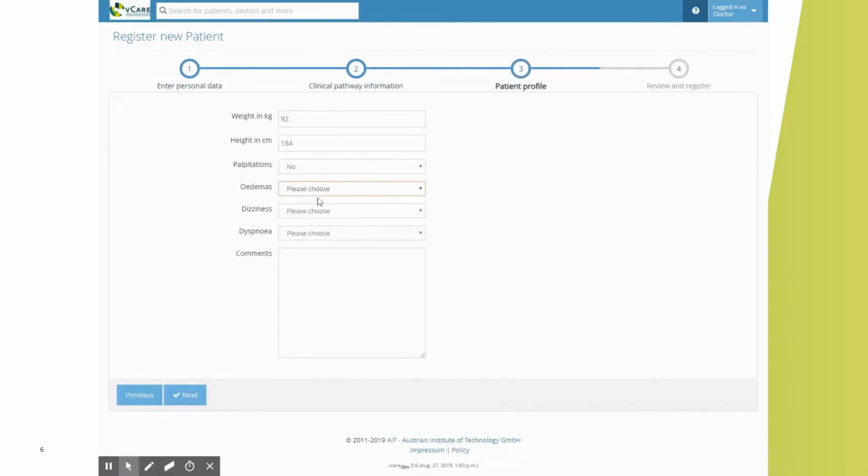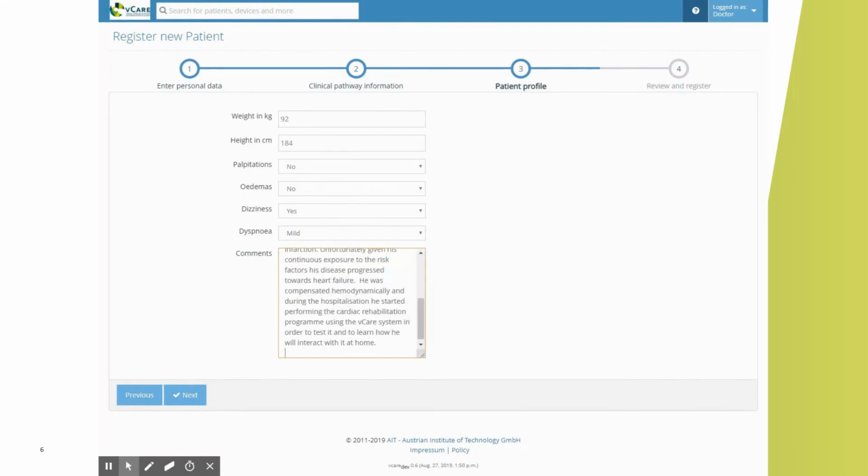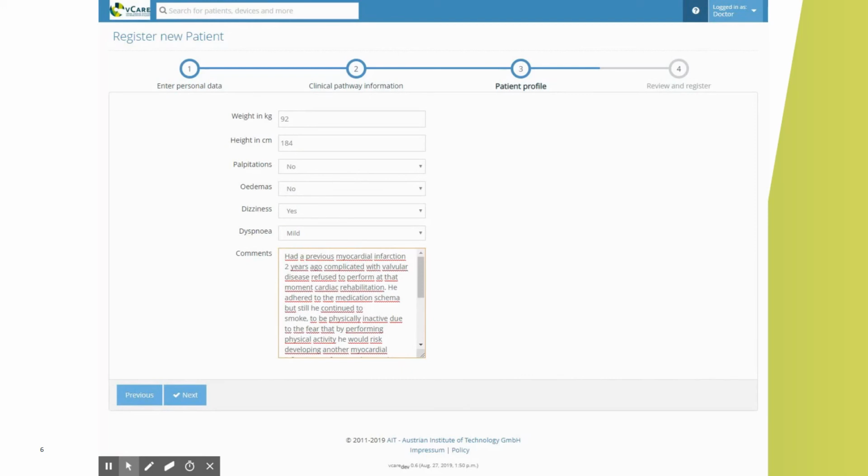In order to provide the vCare system with background information on how to configure the daily training for Mr. George, Dr. S provides some medical background information on Mr. George, including notes on the medical history.